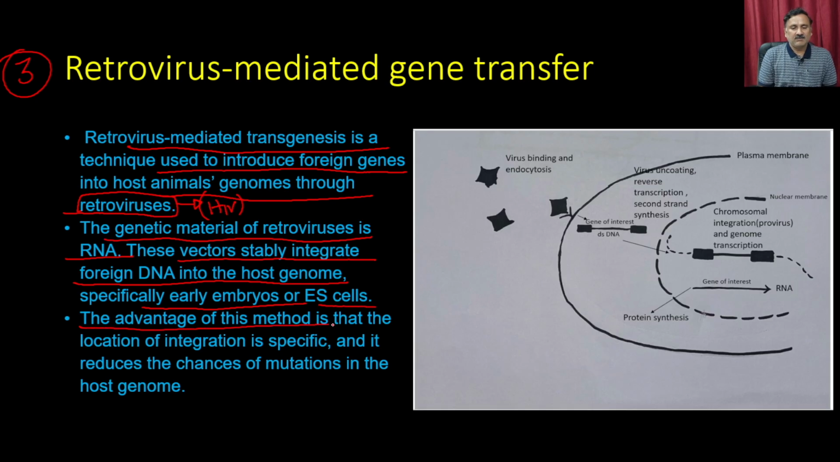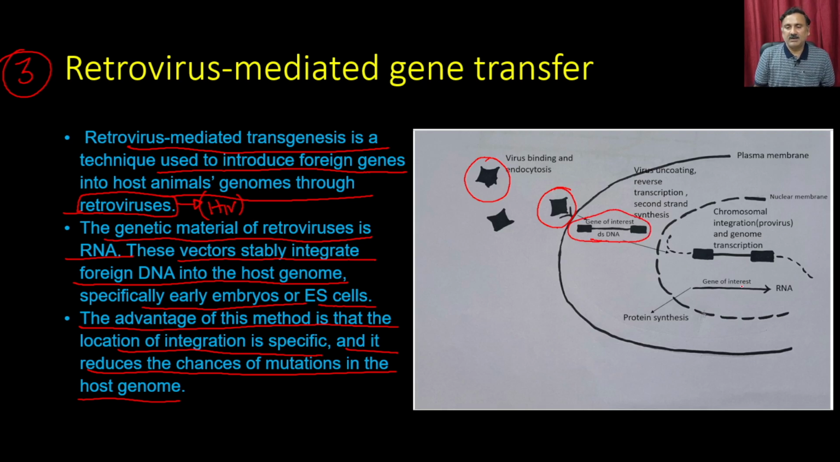The advantage of this method is that the location of the integration is specific and it reduces the chances of mutation in the host genome. So what we are doing is producing a transgene and packaging that transgene into a virus. This virus binds onto the receptor on the cell and delivers the gene of interest, and the double stranded DNA is delivered. Then this double stranded DNA will enter the genome, and that is how it is integrated into the genome of that cell.